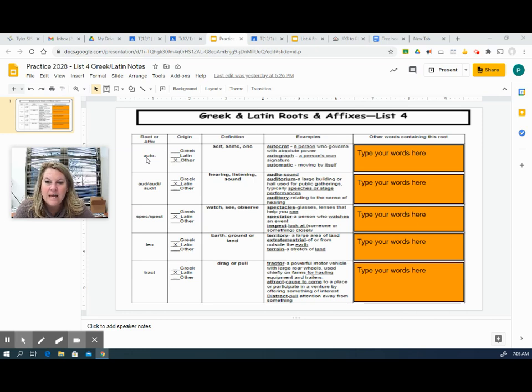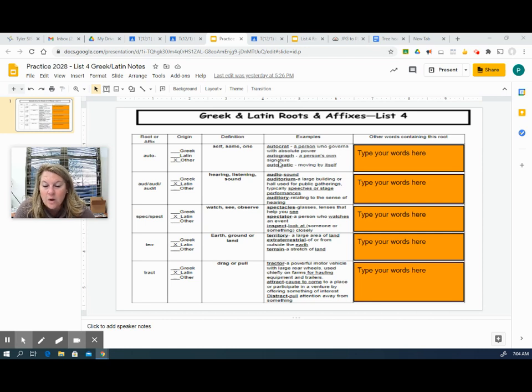We see the letters AUTO in autocrat, but then we also see a version of this definition of our root or affix in the definition of the word. You guys probably remember us repeating that over and over in class. The definition of the root has to be in the definition of the word. We see autograph is a person's own signature. Again, we see self, same, or one.